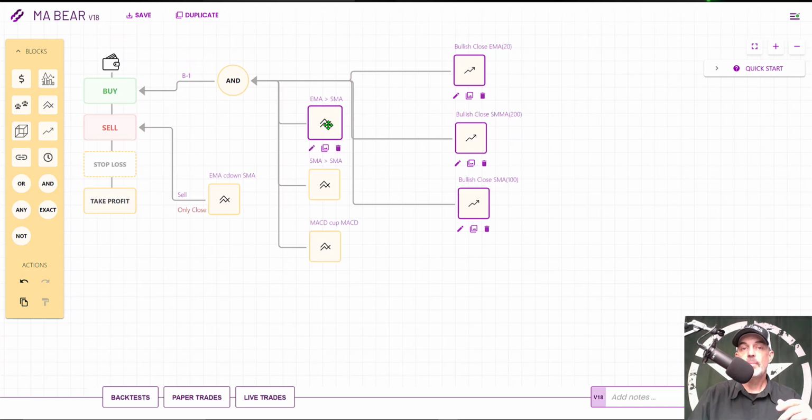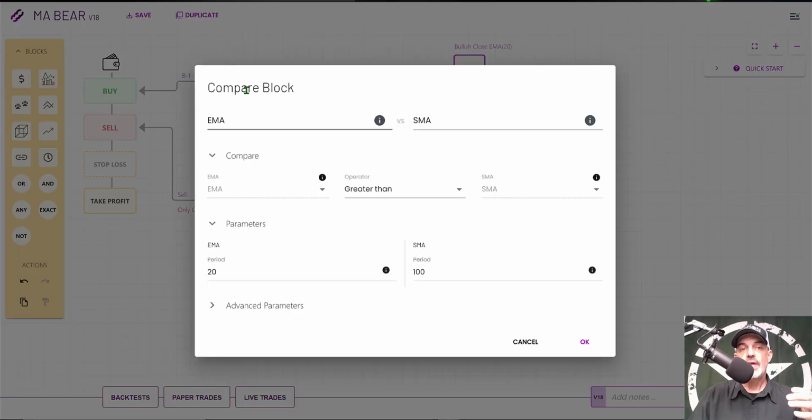So let's look at the first compare block I have configured, and that's going to compare the EMA versus the SMA. It is comparing the EMA to be greater than the SMA, and the period on the EMA, 20, has to be greater than the SMA 100.